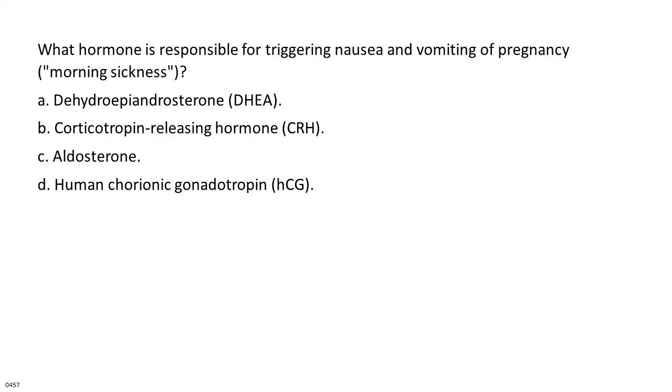What hormone is responsible for triggering nausea and vomiting of pregnancy, morning sickness? A. Dihydroepiandrosterone, DHEA. B. Corticotropin-releasing hormone, CRH. C. Aldosterone. D. Human chorionic gonadotropin, HCG.